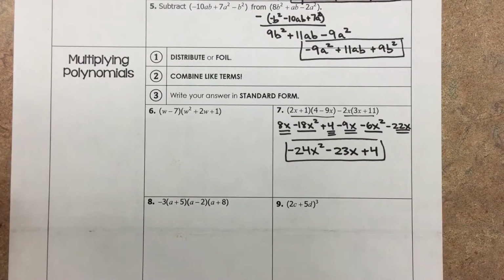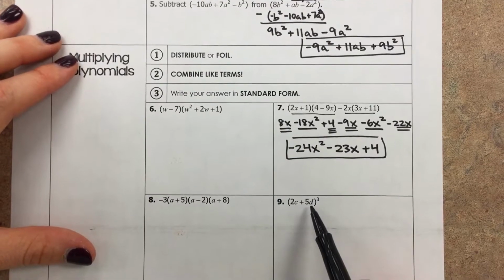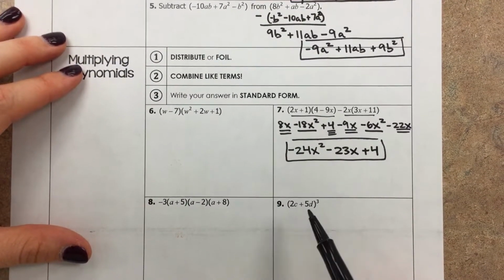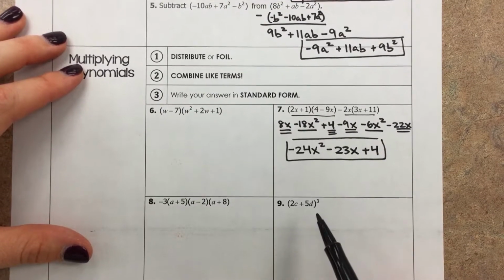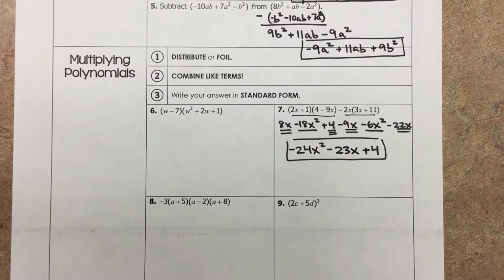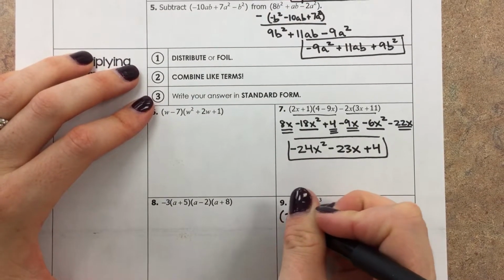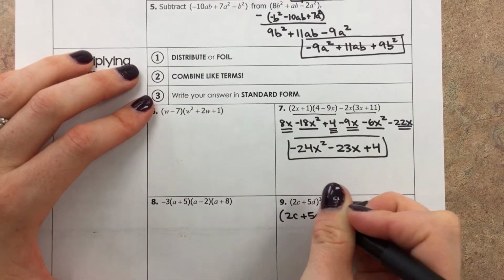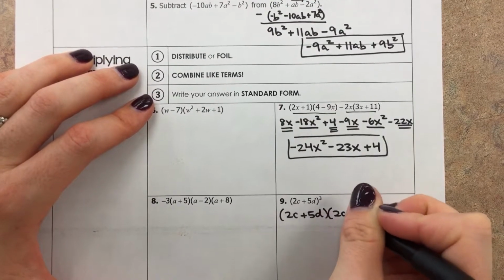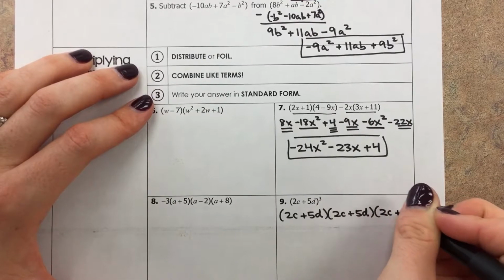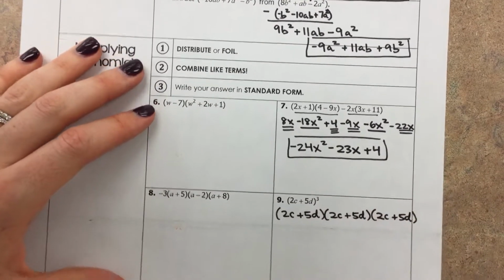Next, I'm going to do number 9. So this says that I'm taking this and I'm cubing it, which does not mean I get to just cube this and cube this. If there's addition in the middle, it means I have to write it out 3 times, because cubing something means multiplying it by itself 3 times. So that is what I'm going to do. Okay, so we write it out 3 times like that.